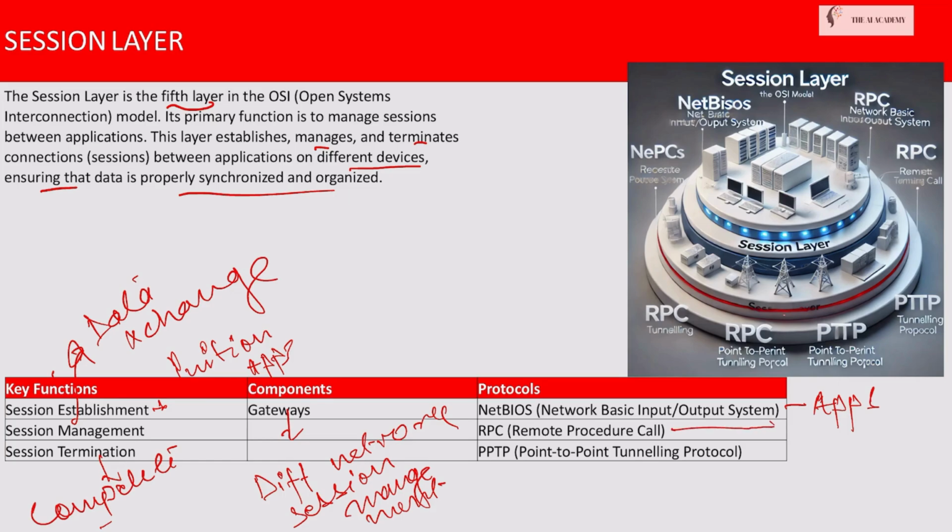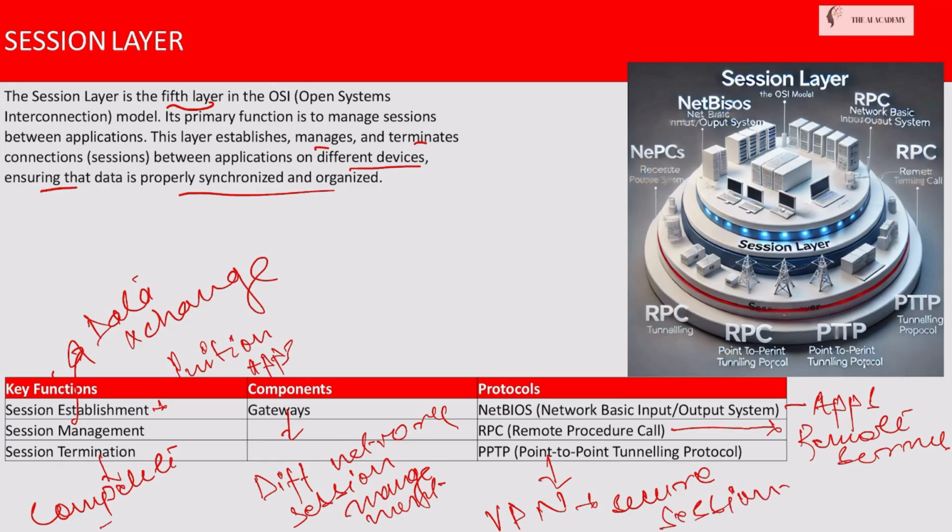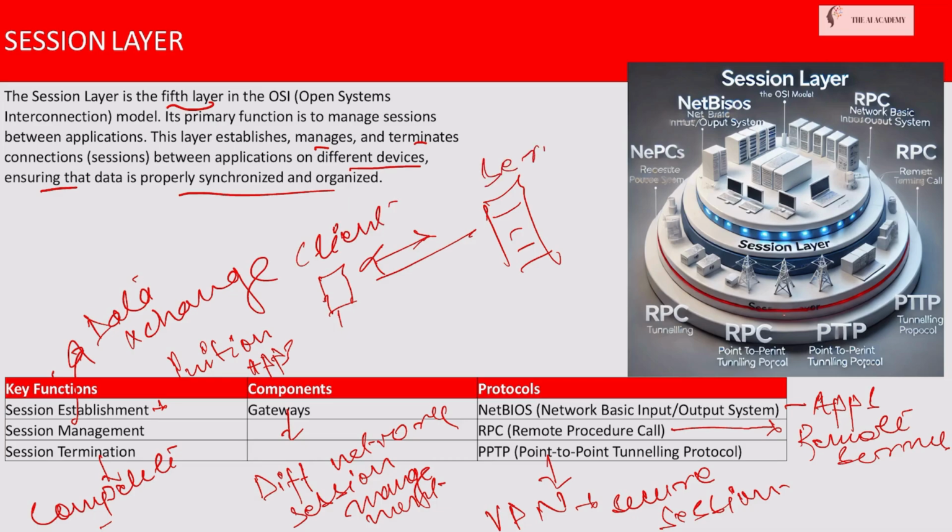The RPC, Remote Procedure Call, protocol allows a program to execute a procedure on a remote server as if it were local, facilitating communication between distributed applications. PPTP is a protocol used to create virtual private networks, VPNs, establishing a secure session for data transmission over public networks. For example, initiating a connection between a client application and a server application to start communication. Keeping the session active and synchronized, ensuring that data is exchanged correctly and in the right order. And closing the connection and releasing resources after the communication session has ended.